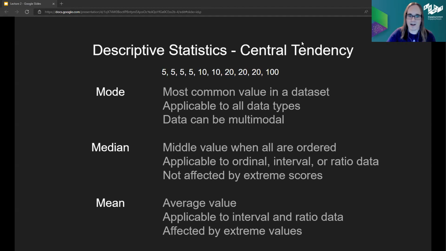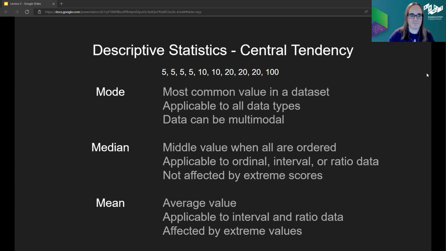Finally, we have means or averages. These can be used only when we have interval or ratio data. Means, as you might recall, are found by adding up all of our numbers, dividing them by the number of values we had, and finding what that number is. If we add all of these numbers together, we get 200. I already told you there's 10 of these numbers, so the mean of this sequence is 20.